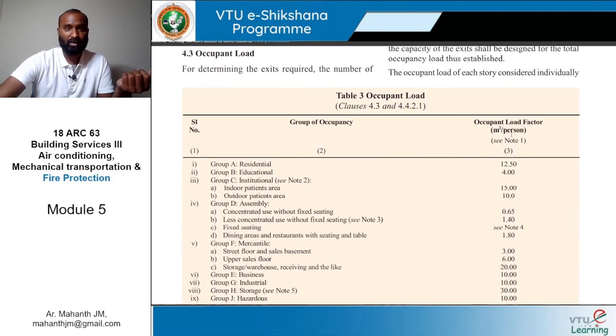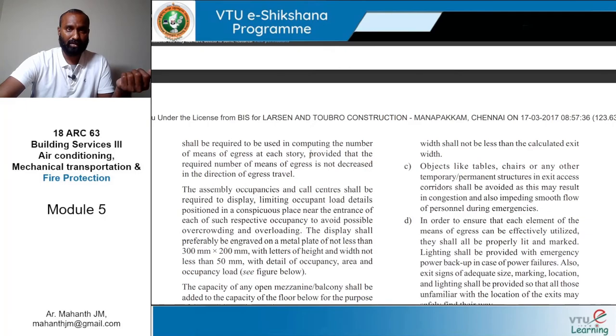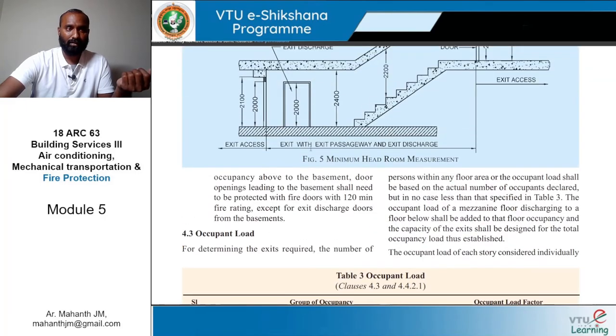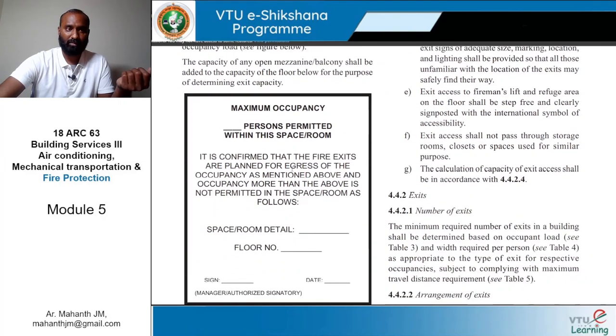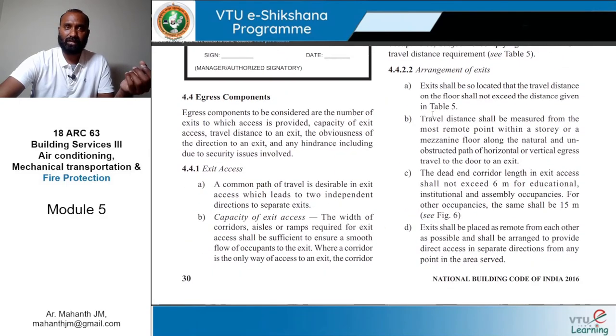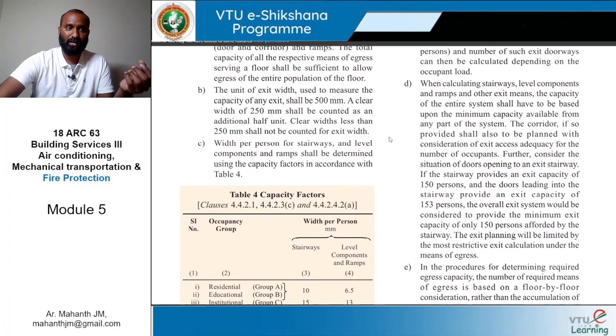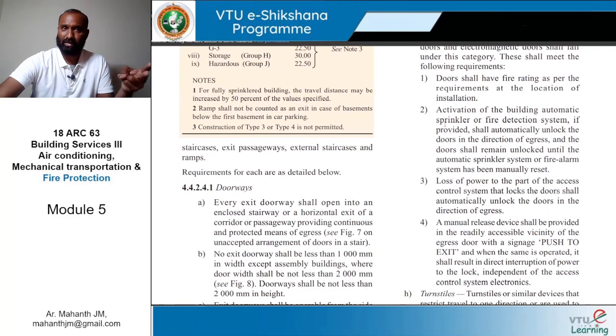So based on occupant load, what is the load factor, right? So this is the occupant load for the maximum occupancy. This is a signage which has to be put saying all the fire exits are planned for these many people, right? Persons permitted within the space or room. So we are talking about overloading, right? And number of exits, arrangements of exits, right? So this talks about life safety. First we talked about fire prevention, the second is life safety.